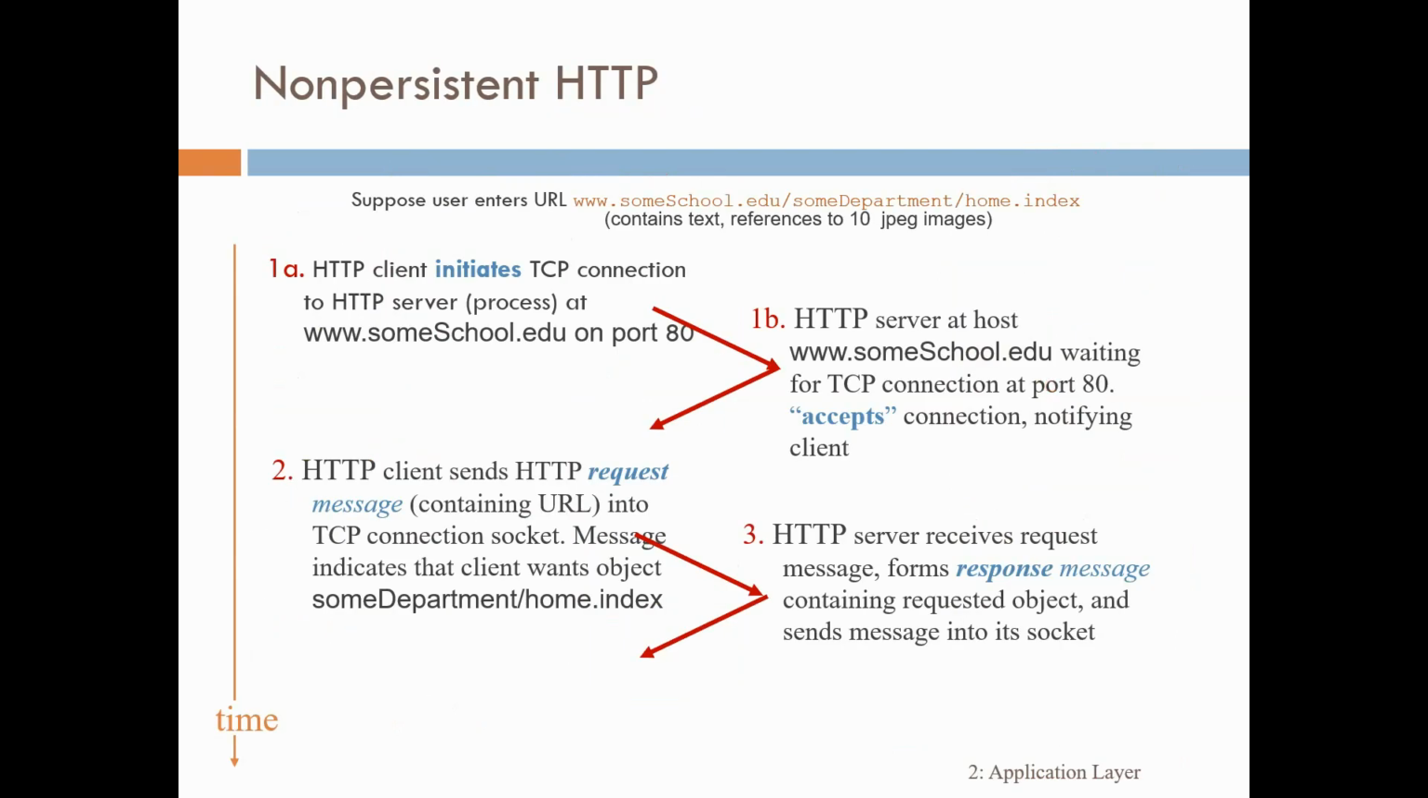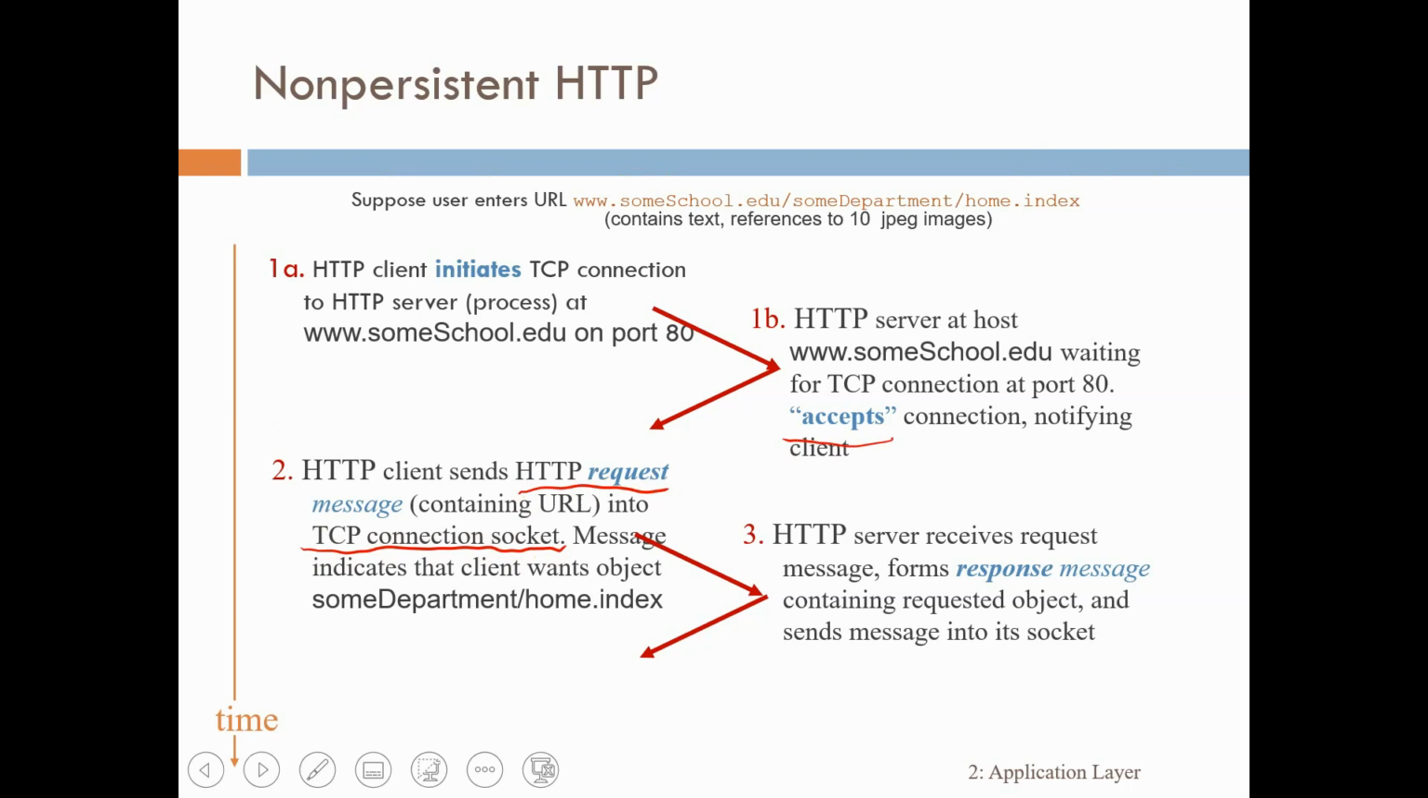This slide shows an illustration of how non-persistent HTTP would work. First the client initiates a TCP connection to the server and sends the TCP connection request. The server receives it and sends a TCP response saying that it accepts the connection. Then the client sends an HTTP request, including the URL of the object that it wants to download, and it sends this HTTP request through the TCP socket.